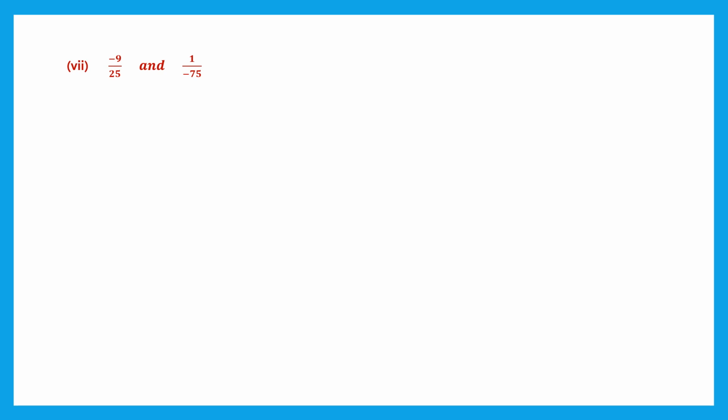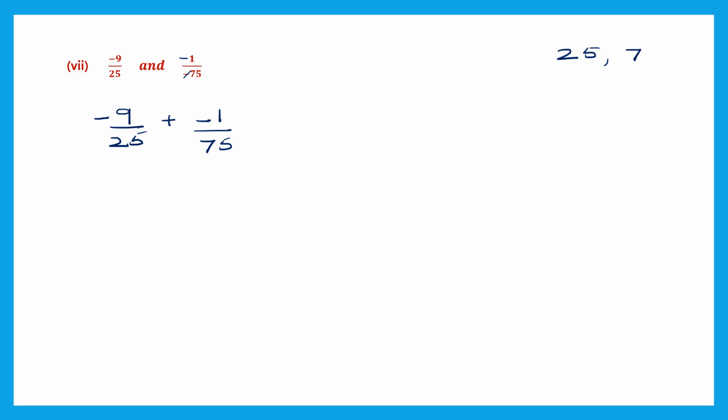Next one, minus 9 by 25 and 1 by minus 75. So the denominator is negative. Let's change it. Let's write the question once more. So that is minus 9 by 25 plus minus 1 by 75. So denominators are different. Let's find the LCM.